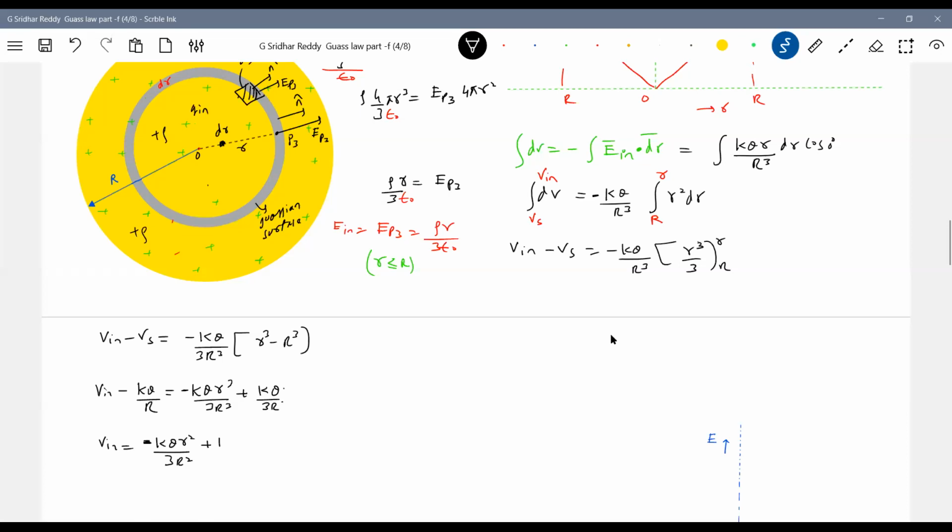This is r, no? r dr, integral of r dr, how much you get? r square by 2. I think I'm correct. Okay, let me put all those things. KQ by 2R cube, r square minus R square.